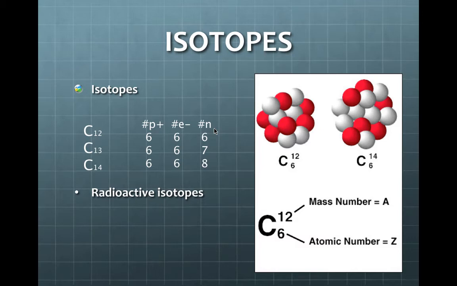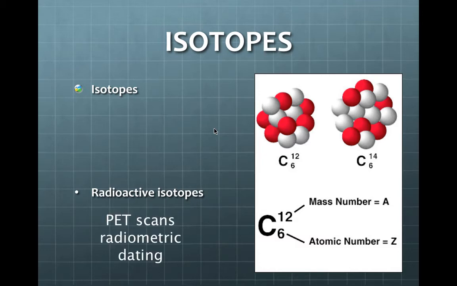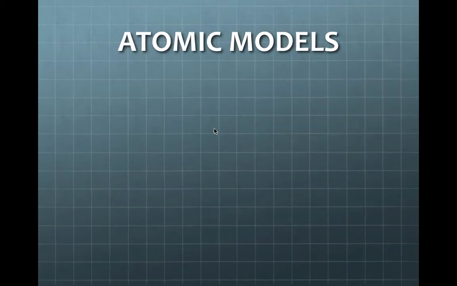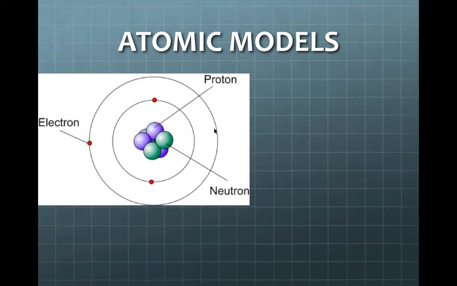Radioactive isotopes are when the nucleus is unstable and it tends to break down or decay, releasing beta particles, which are electrons speeding away from the nucleus. Radioactive isotopes have many useful applications in biology, like PET scans and radiometric dating for fossils. If the nucleus of an atom was the size of a golf ball, the electrons would be about 1 kilometer away, or over 3,000 feet away.